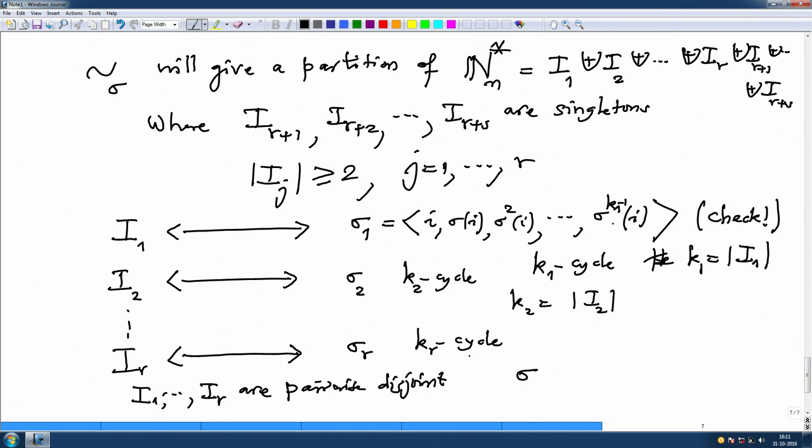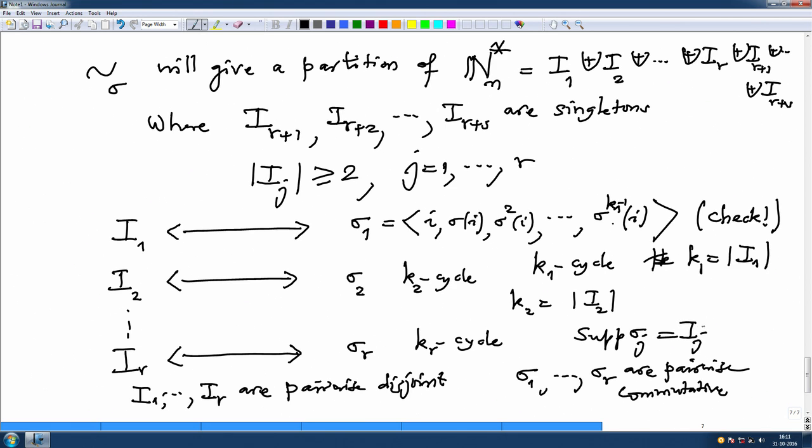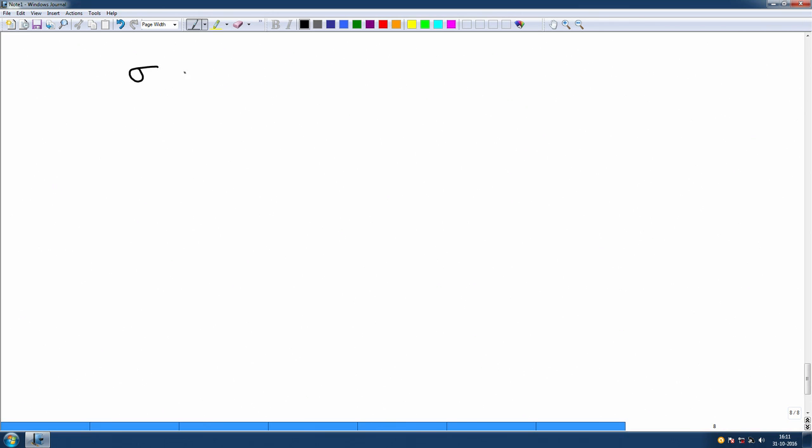This permutation, these cycles sigma 1 to sigma R are pairwise commutative, because the support of sigma j is precisely Ij. Because of this, the supports do not intersect, therefore those cycles will commute. So, therefore, we only have to check this equality, sigma equal to sigma 1 to sigma R.